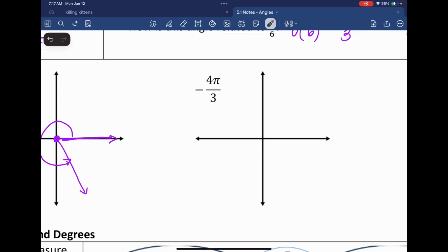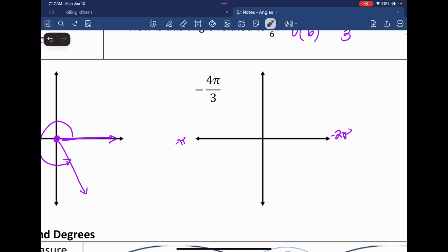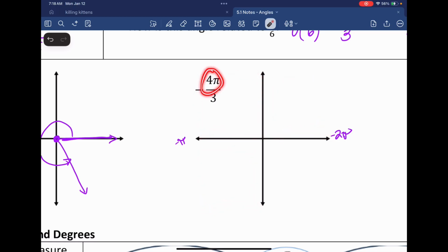All right, 4 pi over 3. Okay, so I already know that negative pi is over here, and negative 2 pi is back over that direction, and we have to go this way. So all of our rules kind of flip. All right, this would be 1, this would be exact. This would be 1 less than denominator. This one would be 1 more, and that one would be almost double. So this is 1 more. That means I'm falling in that quadrant.